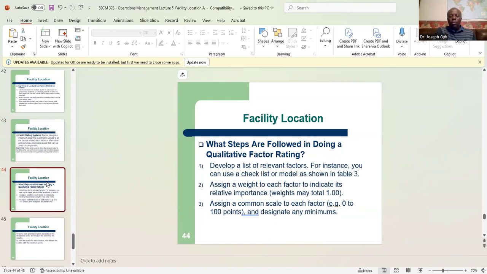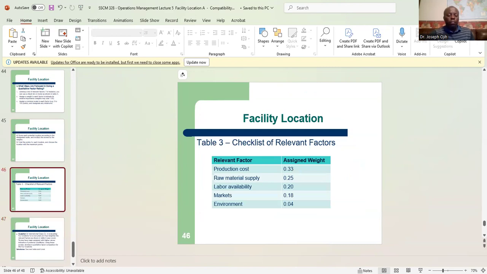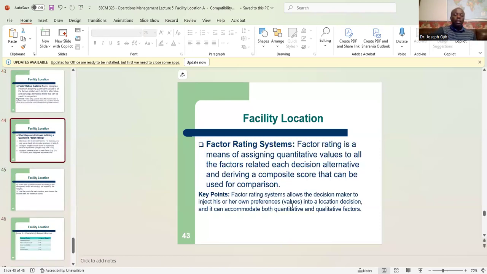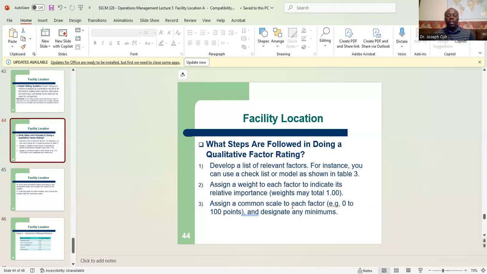So look at the steps again. I just explained it. Develop a list of relevant factors. For instance, you can use a checklist or model shown on table 3. When I say that, I mean this one. Production cost, how important it is, is given the highest weight. The cost of production can also include cost of labor, but in this case, they put the cost of labor separately. Raw material supply was given this weight. Labor availability was given this weight 0.2, markets 0.18, environment 0.04, because maybe they feel that it is not too important. Then next is to assign weight to each factor to indicate the relative importance.